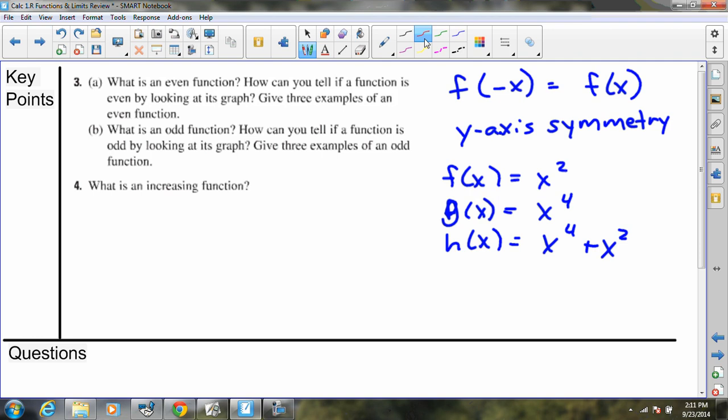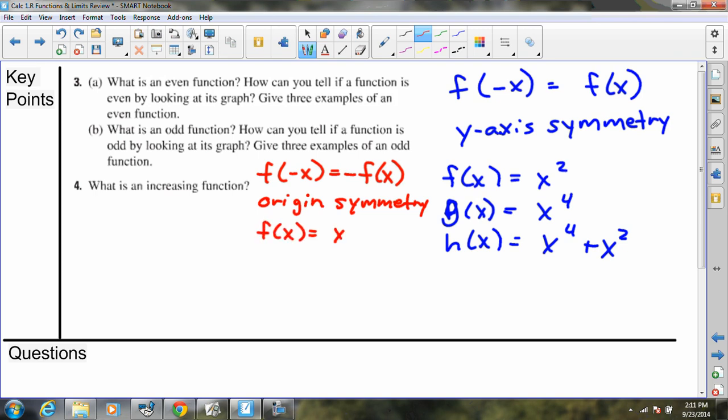For part B, what is an odd function? Odd functions have a similar rule, f of negative x, but instead of getting the original, you get the opposite of f of x. You can tell that they are odd if they have origin symmetry, or it's also called rotational symmetry. If you rotate the graph upside down, you should get the same thing. Easy examples of it would be something like f of x equals x, or g of x equals x cubed.